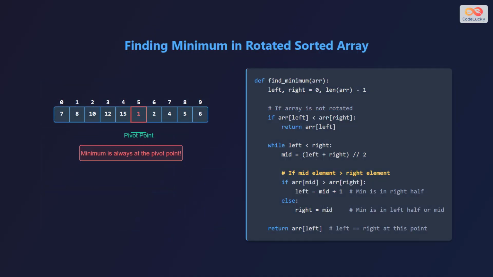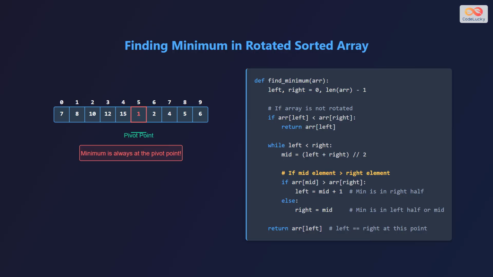Now let's explore how to find the minimum element in a rotated sorted array. In a rotated sorted array, the minimum element is unique and acts as a pivot point around which the array is rotated. The standard binary search algorithm can be modified to find this minimum element efficiently. The key insight is that the minimum element is always located at the point where the sorted order changes.